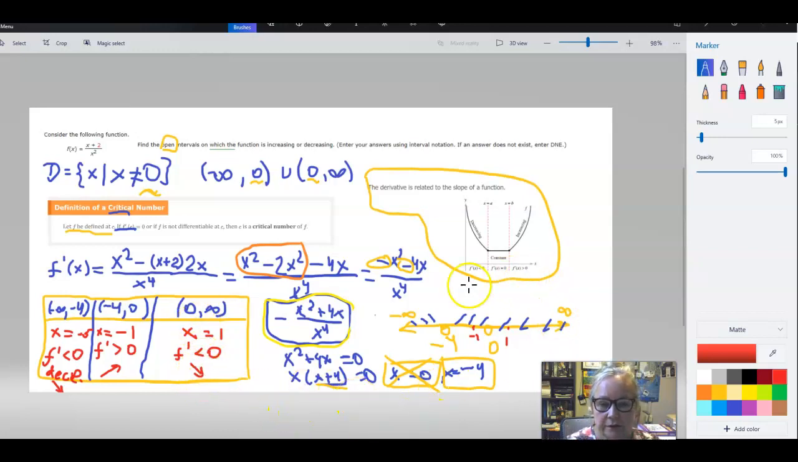So the answer to this question is that f of x is increasing on the interval -4, 0. It's hard for me to write here today for some reason. And on the other two intervals, the function is decreasing.